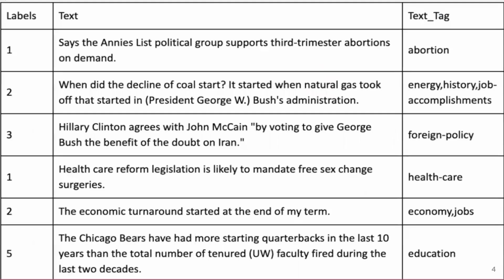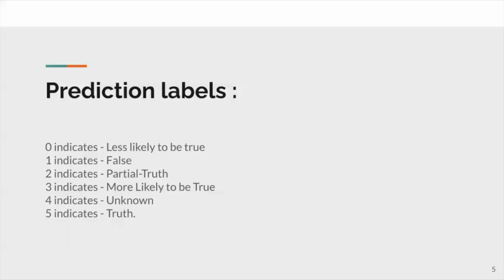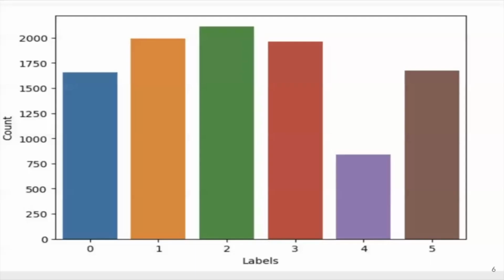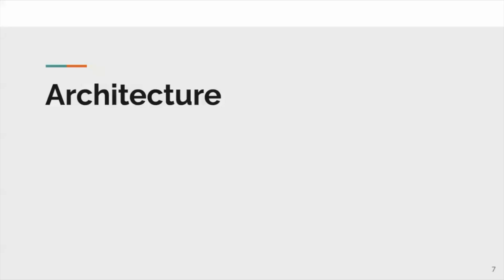In the next slide, here we can see the sample image of the data set with the label, text and text tag columns. And these are our prediction labels. 0 indicates less likely to be true, 1 indicates false, 2 indicates partially true, 3 indicates more likely to be true, 4 indicates unknown, and the last one, 5, indicates true. Here we can see the plotted frequency distribution for the target column. It looks quite balanced, so we can proceed to apply these labels to our machine learning algorithms.